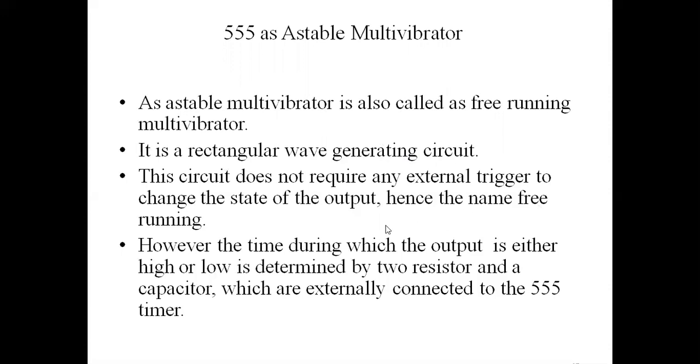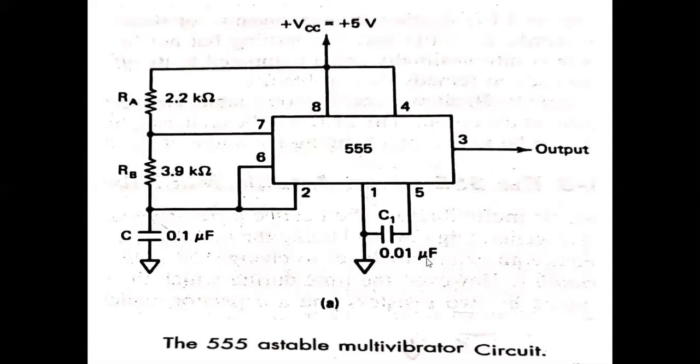But the time during which the output is either high or low is determined by the two resistors and a capacitor. Here there is no stable state, and hence it is called an astable multivibrator. The time during which the output is either high or low is determined by the two resistors and a capacitor that are externally connected to the 555 timer.